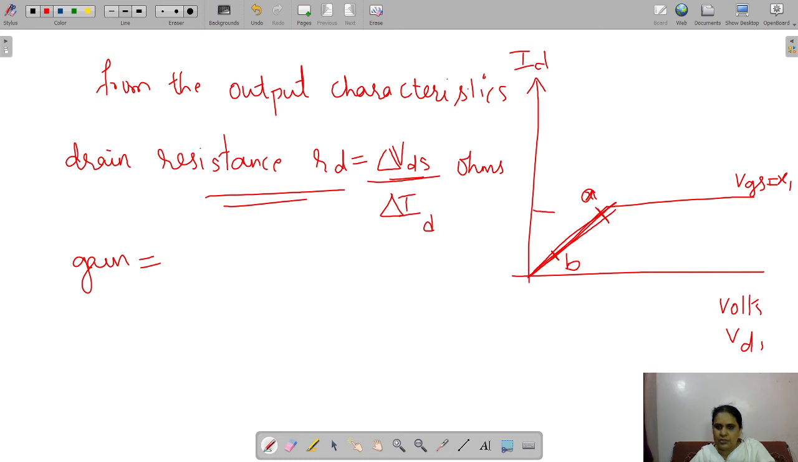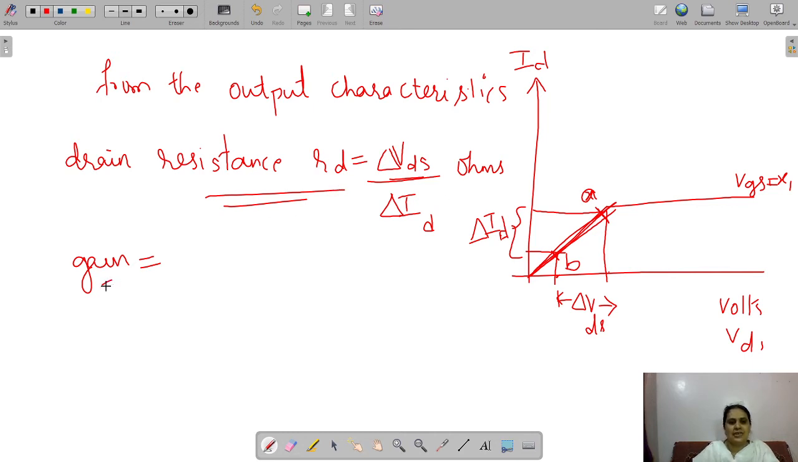I will drop the A and B points on the y-axis, and I will get two points of the current. This is known as delta ID. If I drop A and B points on the x-axis, again I will get two points here. This is called delta VDS. So from the graph, I can directly extract the output or the drain resistance.